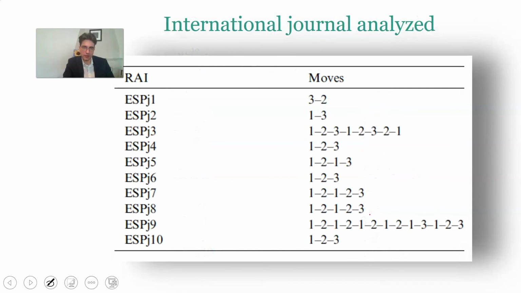Whereas the International Journal, the English for Specific Purposes Journal, the ESP Journal, so a journal publishing the same type of papers, but by a non-Brazilian international publisher, you can see that there's only one instance in which move 2 doesn't occur in the introduction analyzed, which is ESPJ2. The rest of them, there not only is one 2, but there are several 2s happening, several gaps being pointed out.